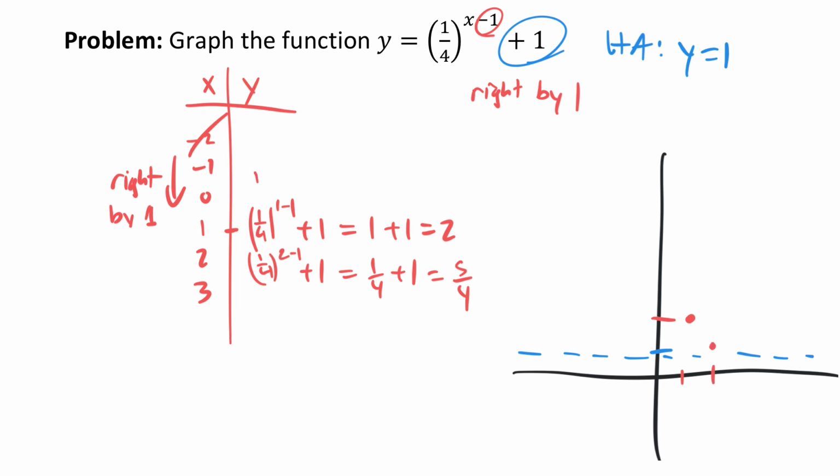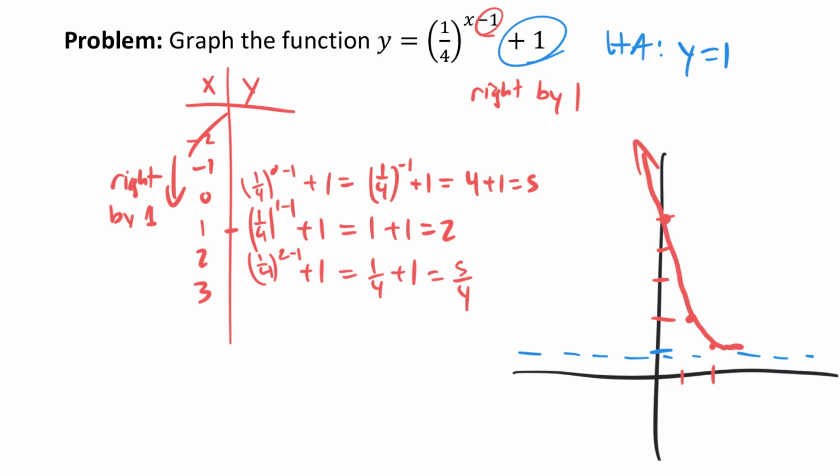Maybe let's go back to the 0 here. This will be (1/4) to the 0 minus 1. So that's (1/4) to the -1. So we flip it to be 4 plus 1, which is 5. So over at 0, it's up at 1, 2, 3, 4, 5. Now with those 3 points, I think we're good to go. So we're going to connect the dots. And we've got ourselves our graph.